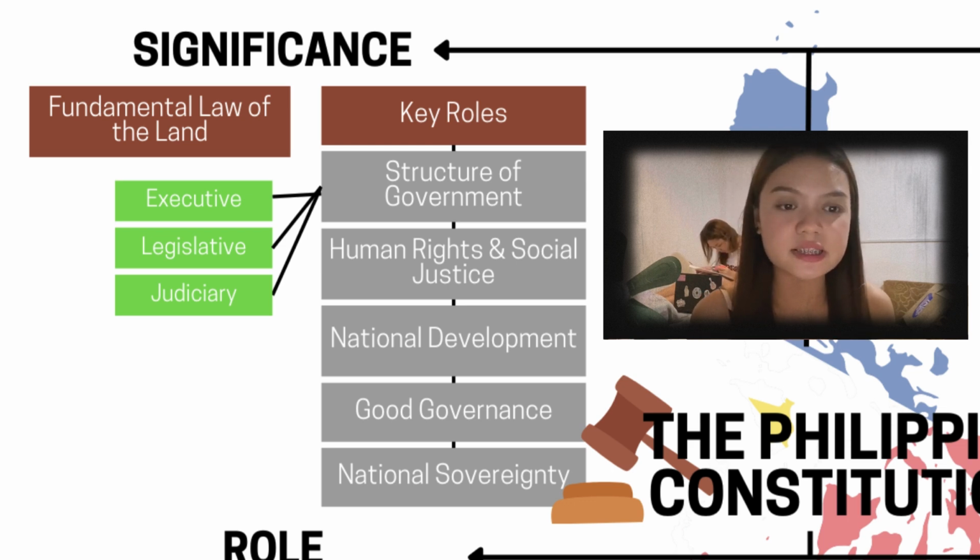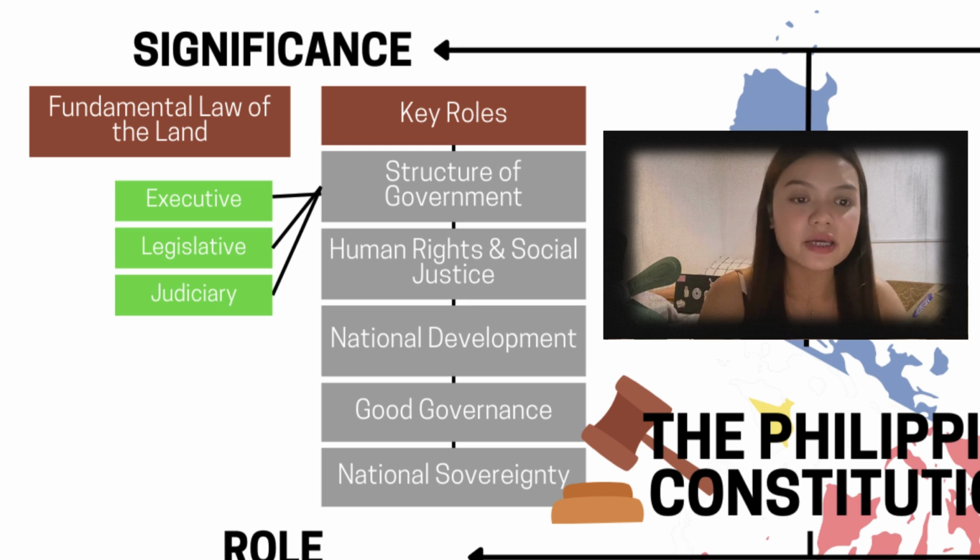The second one is the vice president. He or she assists the president and assumes the presidency in cases of incapacity or death. And then the last one is the cabinet, composed of appointed heads of executive departments.